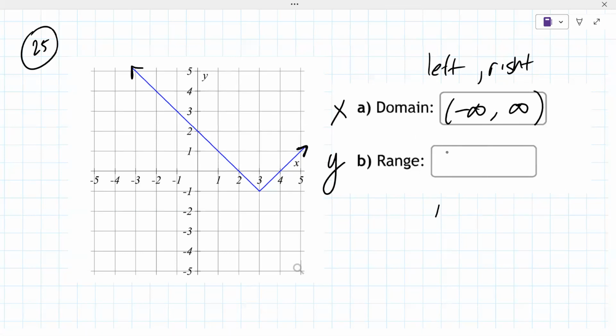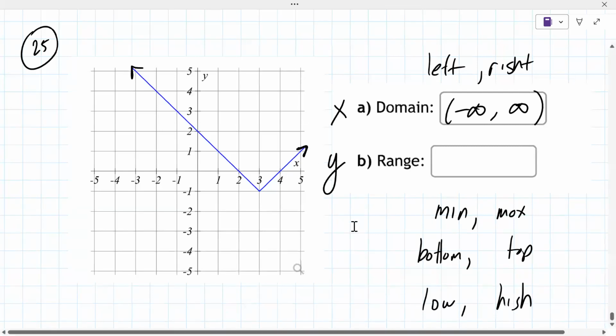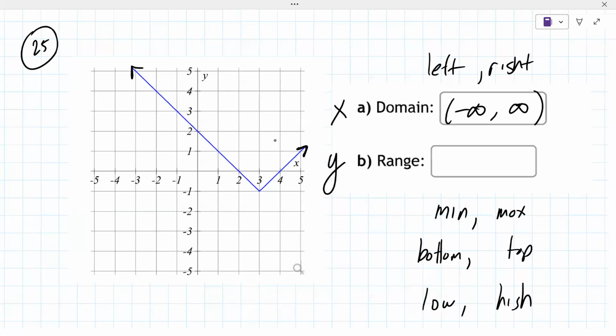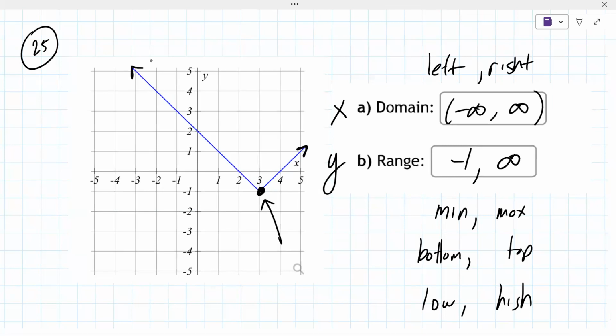Range has some other words that go along with it. It is the Y values. You can think of it as min to max, bottom to top, low to high. If any of those resonate with you, use those. But it's the Y values. The smallest Y value is right there. What's the Y value where my cursor is? -1. And then how far up do these go? To infinity.